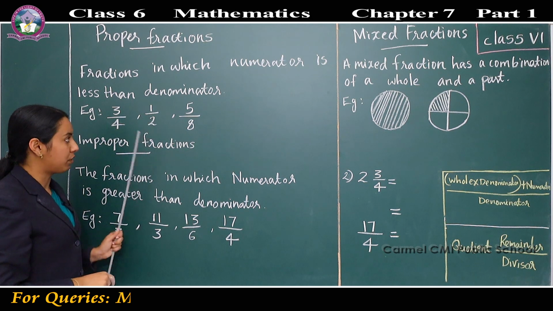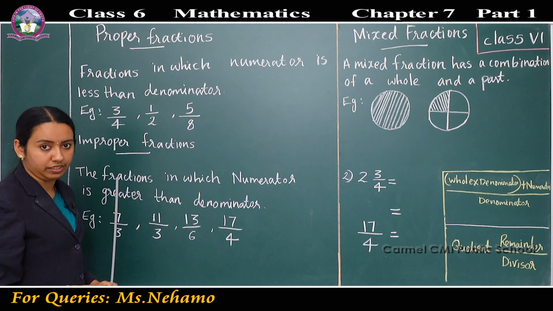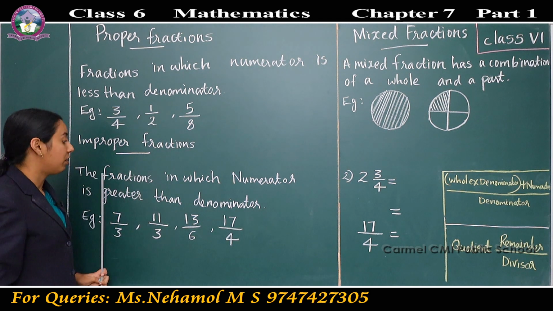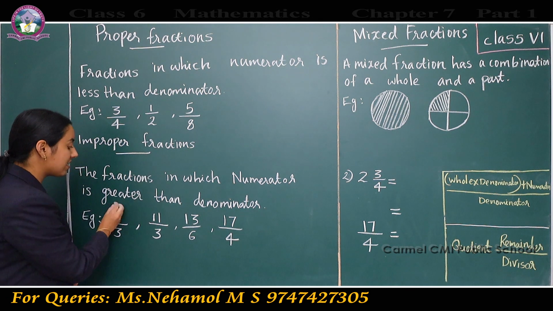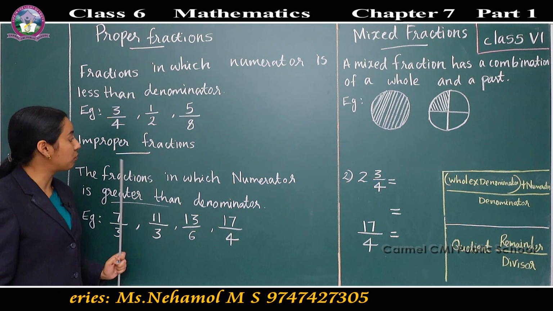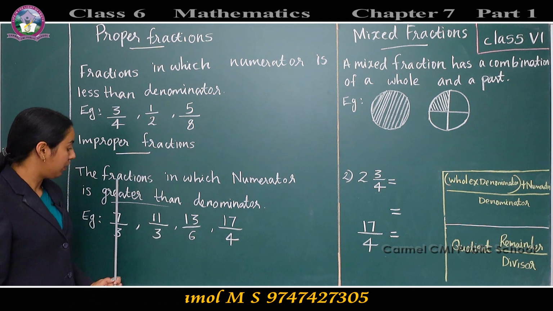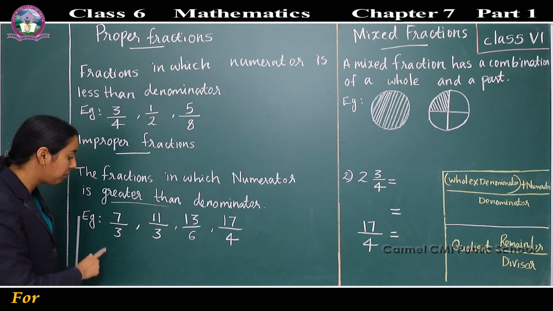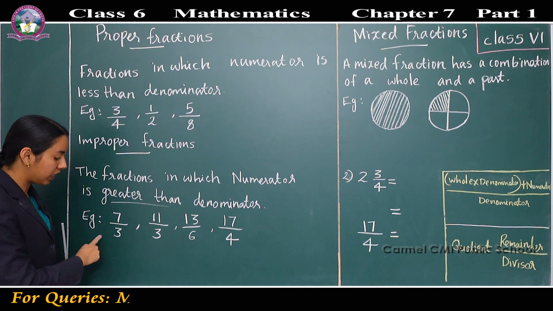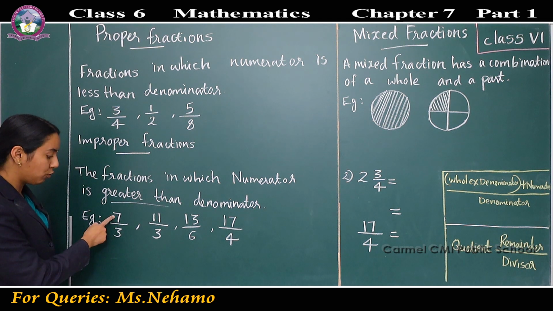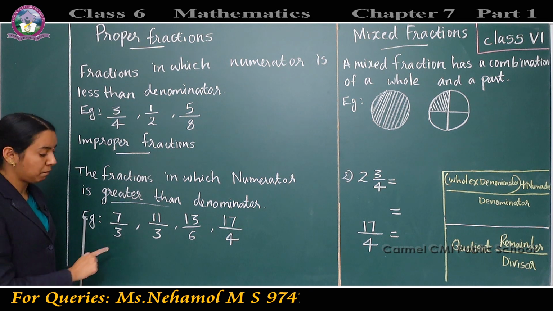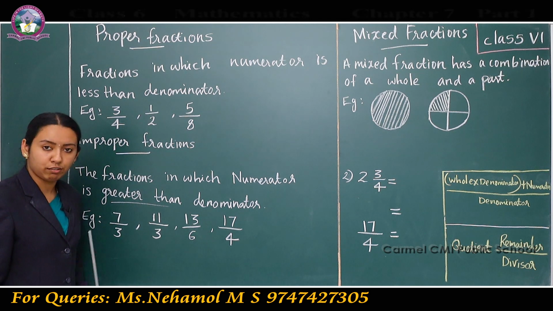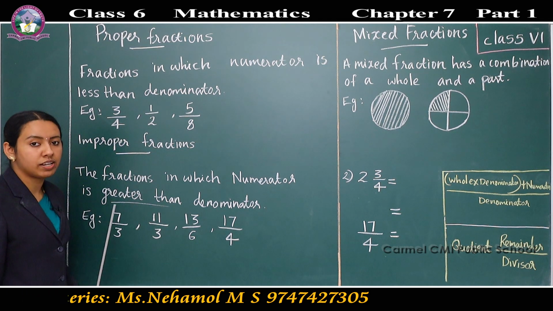Then next example, 1 by 2. Next one, 5 by 8. Then next one, improper fractions. The fractions in which the numerator is greater than the denominator are said to be improper fractions. Example, 7 by 3. 7 is the numerator, 3 is the denominator. The numerator is greater than the denominator. Then next examples, 11 by 3, 13 by 6, 17 by 4. These all are improper fractions.